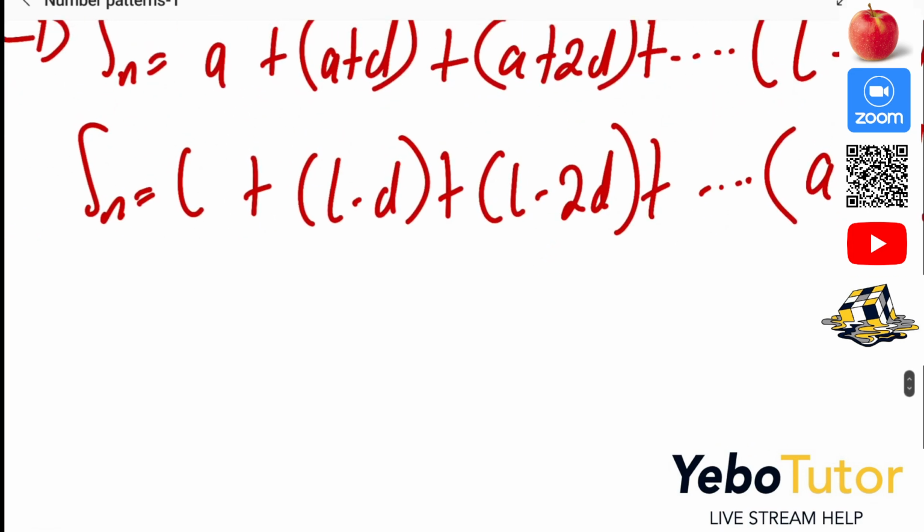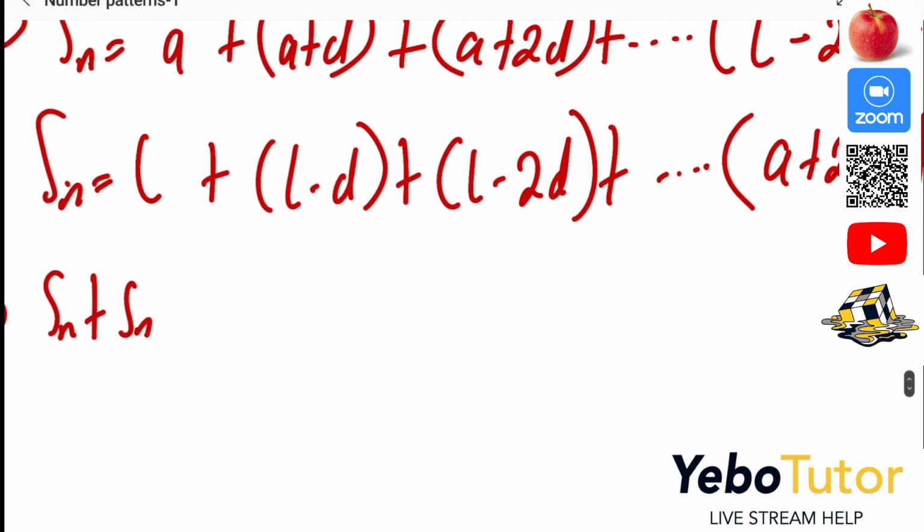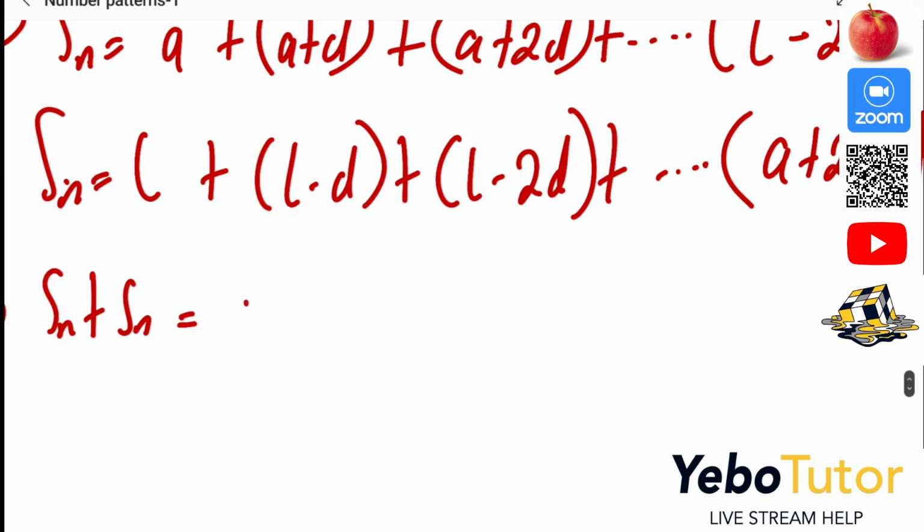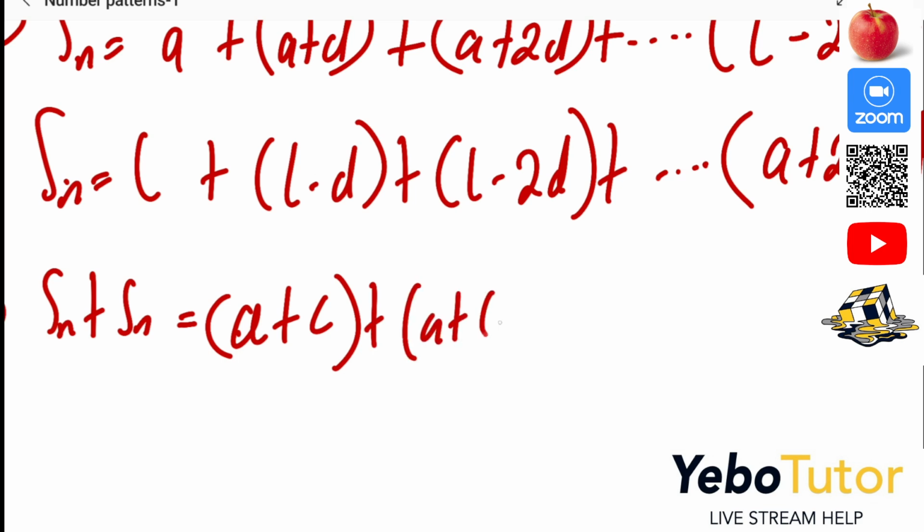Now we can add these two Sn. So if we say Sn plus Sn, now we'll end up having A plus L, then we say A plus D plus L minus D, D and D will cancel with each other. Then you also have plus A plus L. Let me actually show this part so that perhaps someone doesn't get confused. So we are summing these two, this plus this specific series, which we also have here.